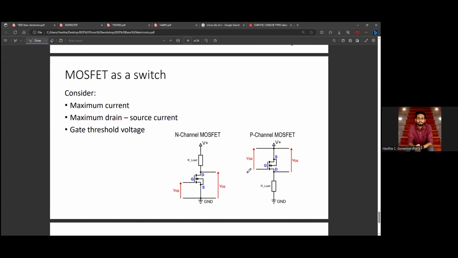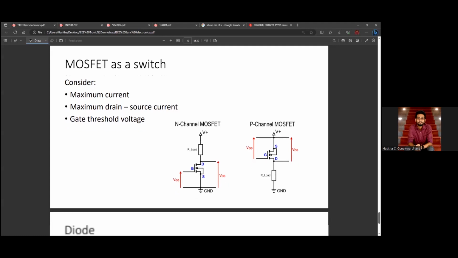For that, we also have to consider the maximum current flowing through the MOSFET. If the MOSFET is used as a switch and is turned on, these two terminals will be virtually connected. Then what is the maximum current flowing through this MOSFET? We have to consider that. These both are saying the same thing.